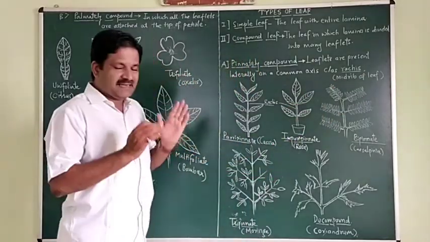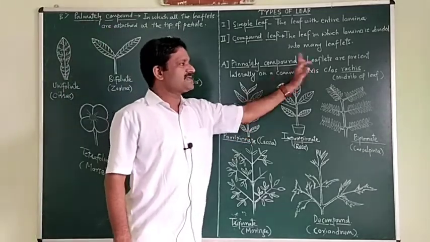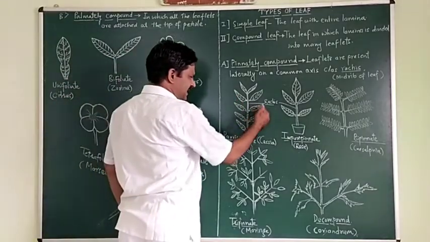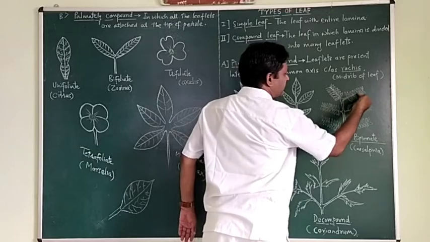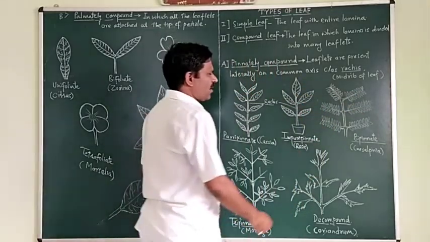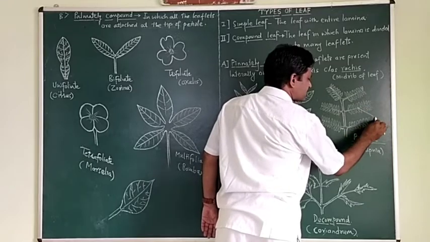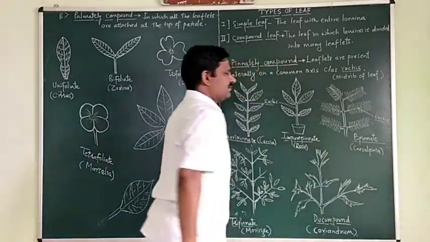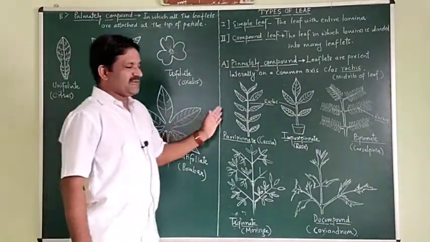In case of pinnately compound leaves, leaflets are present laterally. This is the lateral side, and all the leaflets are present laterally on a common axis. That common axis is called the rachis, which is called the midrib of the leaf. Now see, here the pinnately compound.